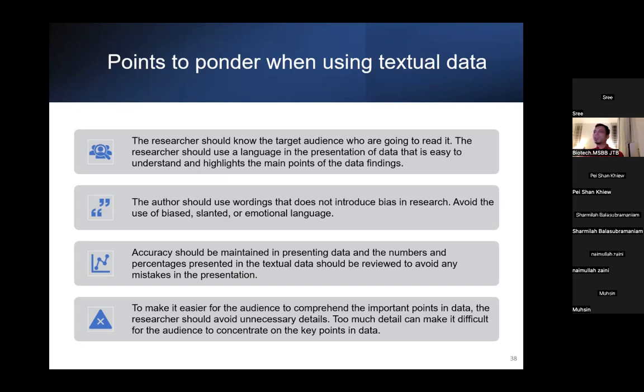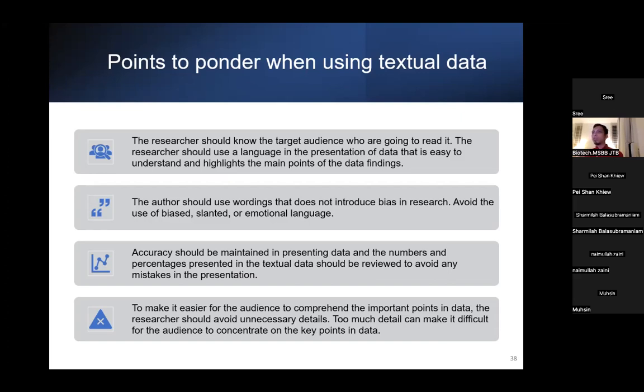So the author should also use wording that does not introduce bias in research. Avoid the use of biased, slanted, or emotional language. You can have intonation, but you cannot be emotional in your language. You can use it to highlight or strengthen something, but not emotionally. Or if it's slanted, then people will be bored when reading the report.